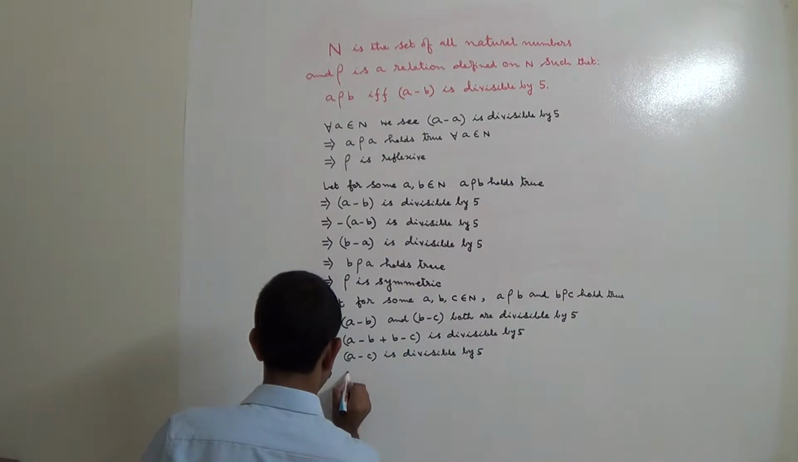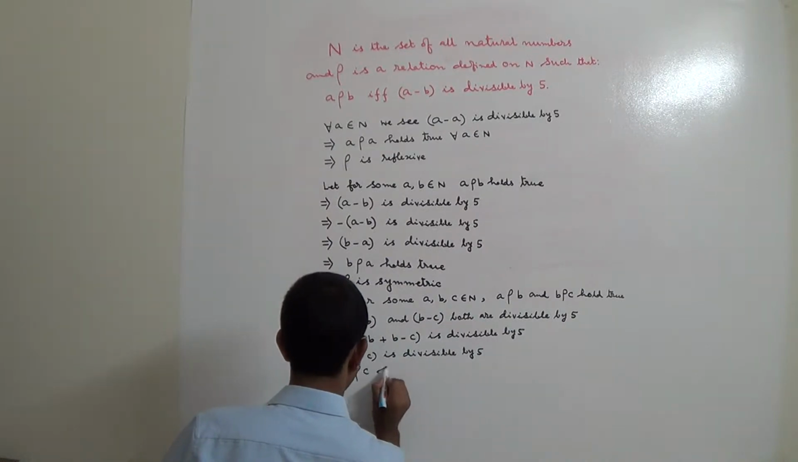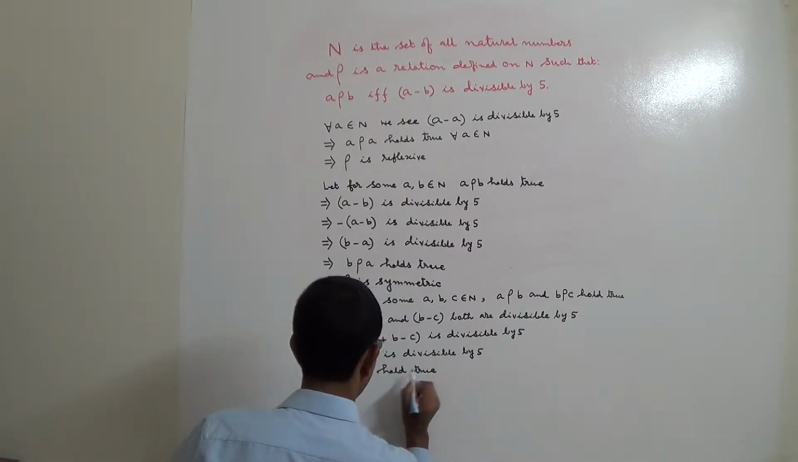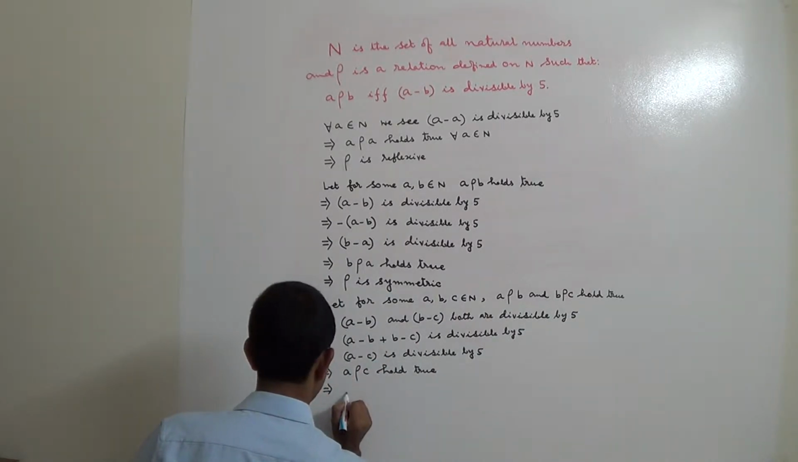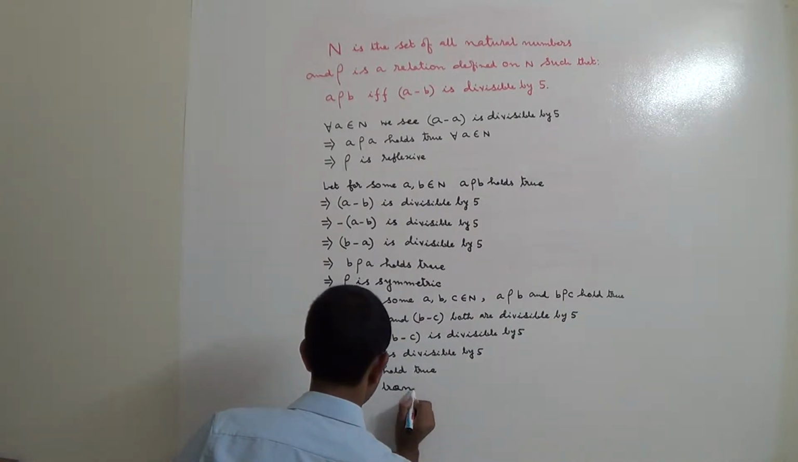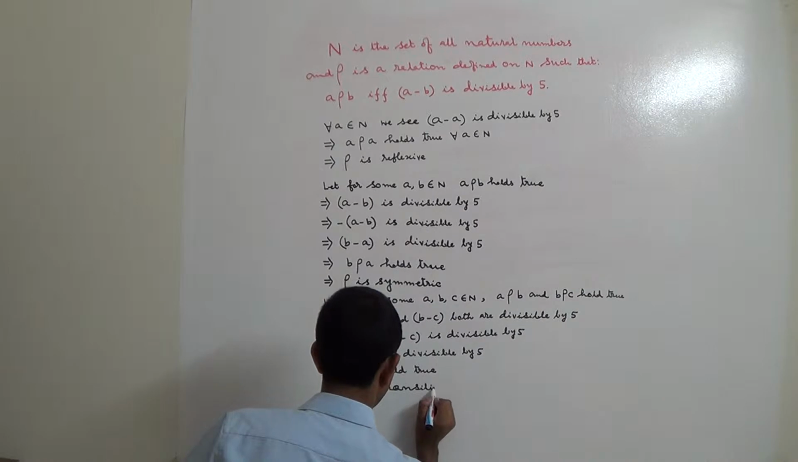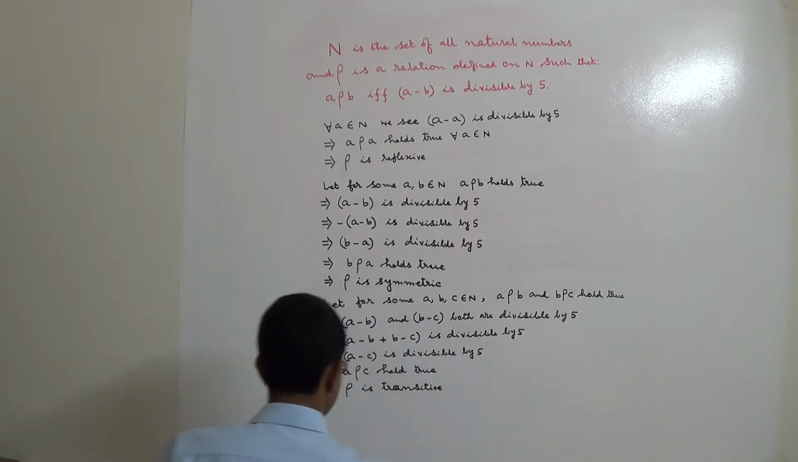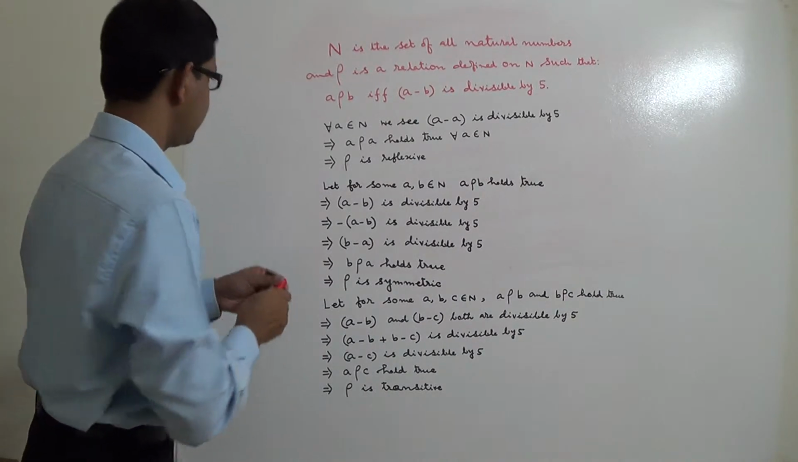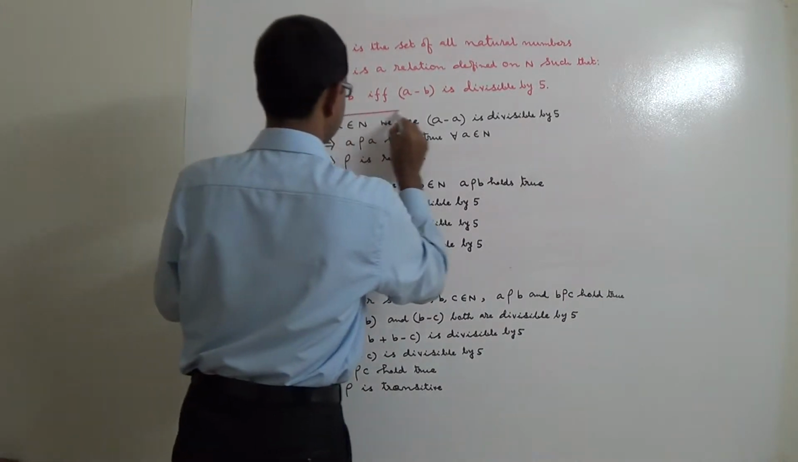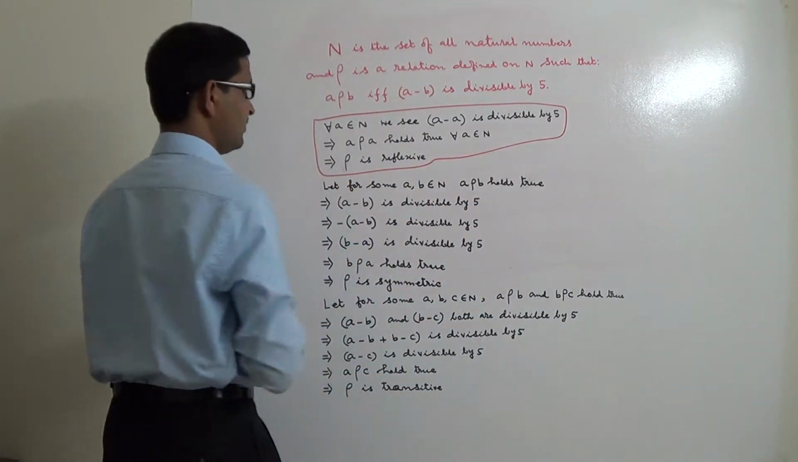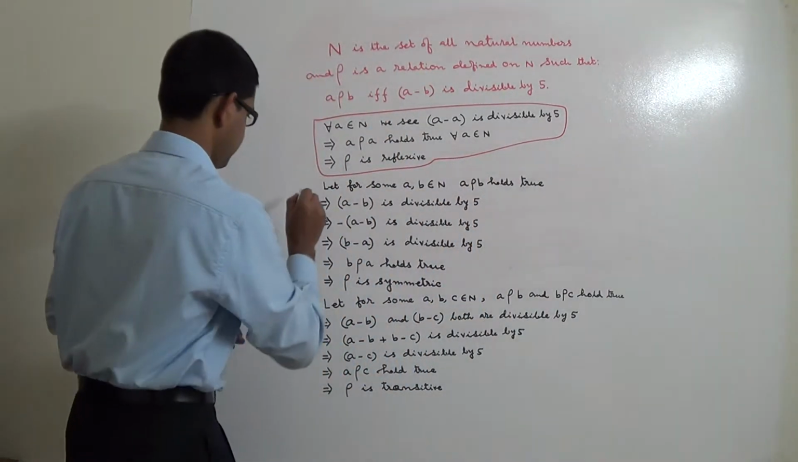That implies A rho C holds true, that implies rho is transitive. So what we see in this portion, we see rho is reflexive.